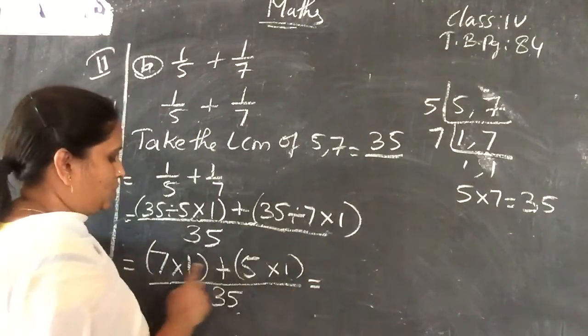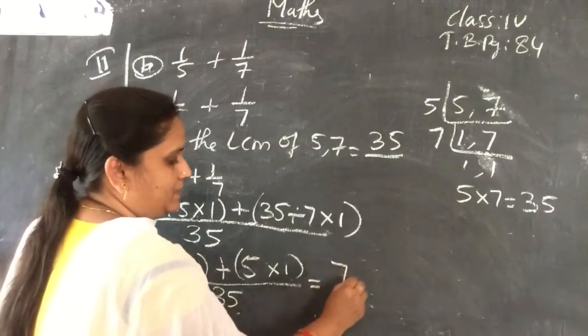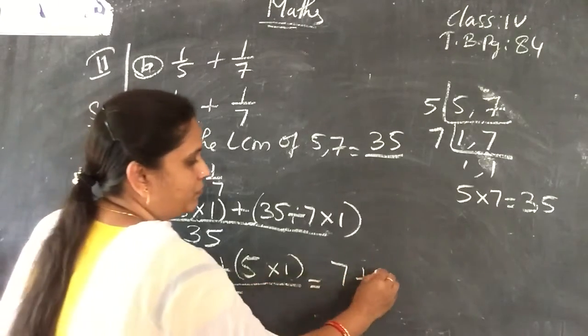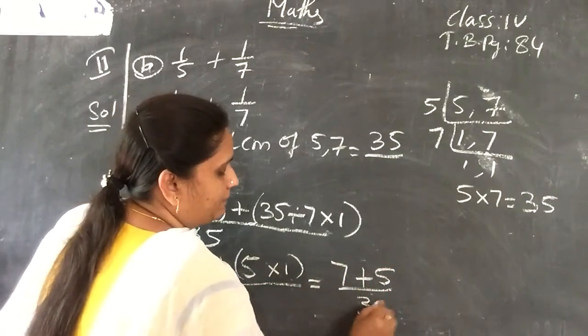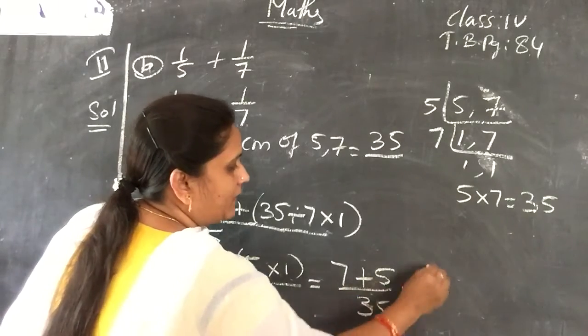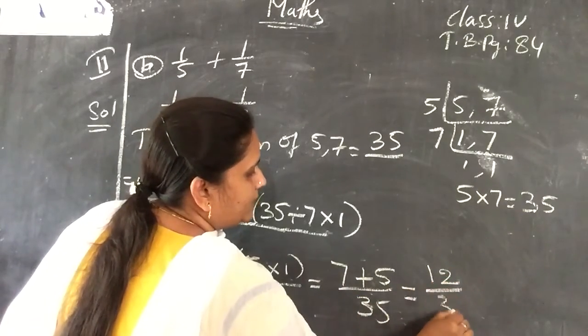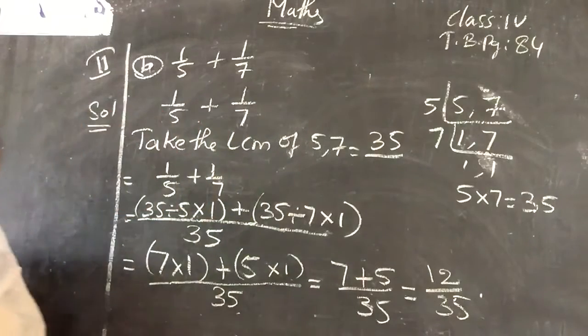And now multiply these two. 7 ones are 7 plus 5 ones are 5, by 35. So 7 plus 5, if you add, you will get 12 by 35. That is the answer.